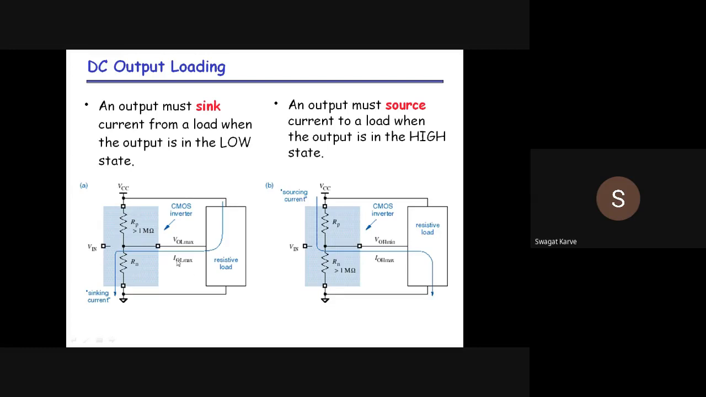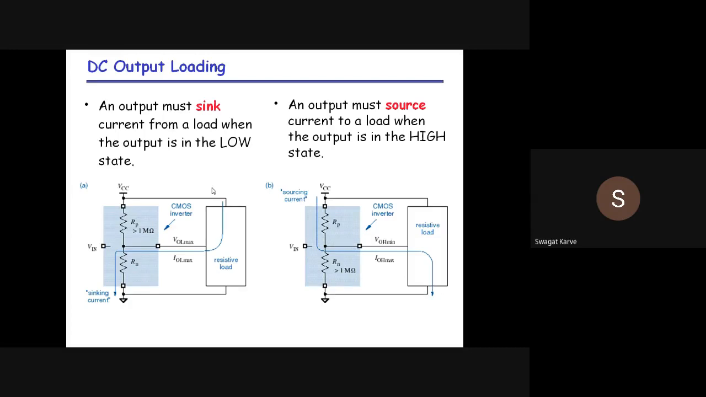Okay, so you can look at the figure. Basically this is a CMOS inverter, and in the first case we have considered the resistive load, right? Sink and source are the two concepts that you should remember. That means output sinks and output sources. What do you mean by sink? An output must sink current from the load when the output is in the low state, right?